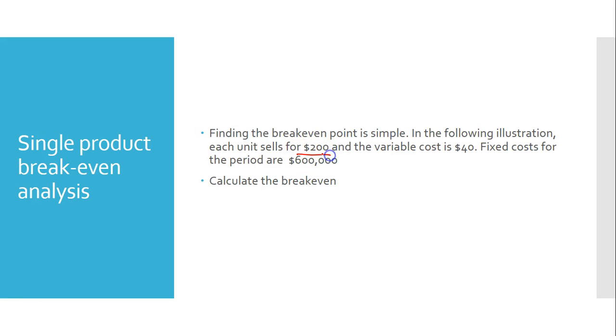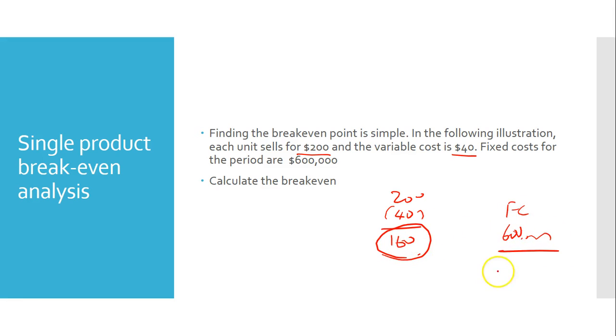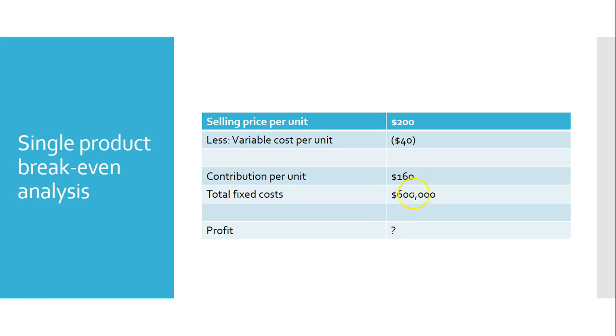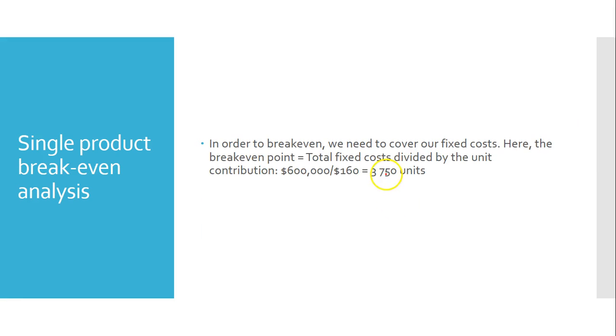We sell each unit for $200 and the variable cost is $40. Straight away you can see that the contribution is 200 minus 40, that's 160. And if my fixed cost is 600,000, my break even is 600,000 over 160. I do that here. You can see the 600,000 divided by the 160, giving you 3,750.